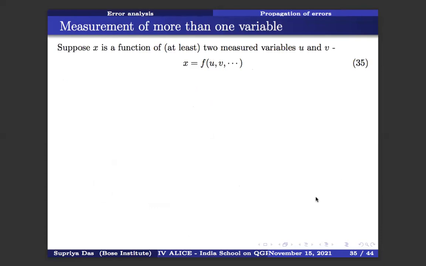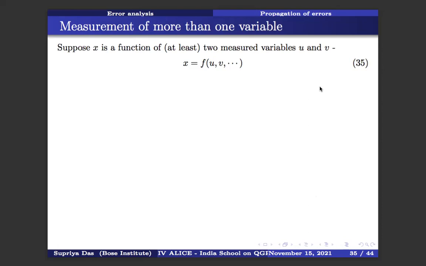So this was for one variable. If you measure one variable, then what happens? Suppose you measure more than one variable. So x is a function of at least 2 measured variables. I mean, life is not always that simple. Almost never that simple that you just measure the length of a line and your experiment is done. Those days you have left in your school.